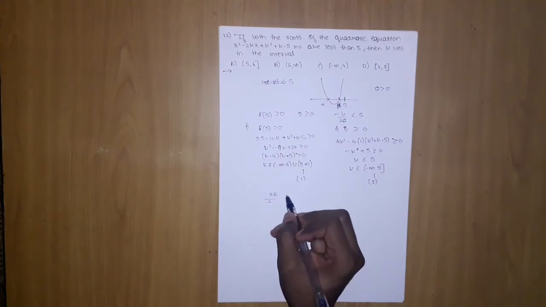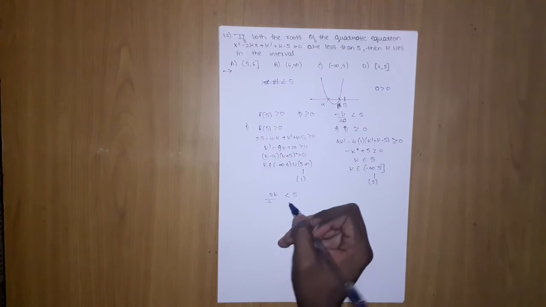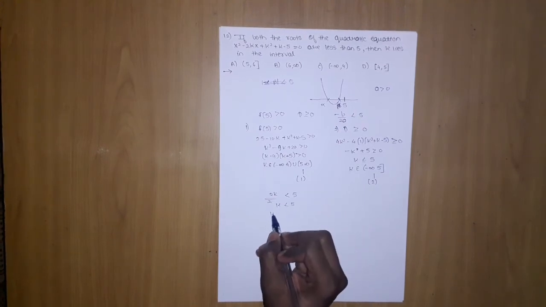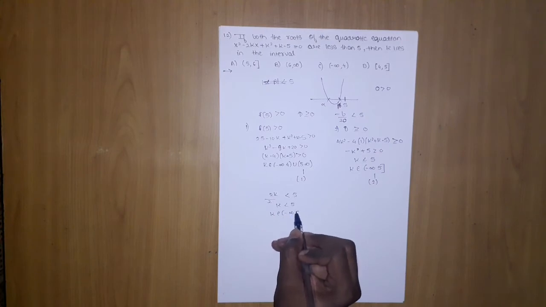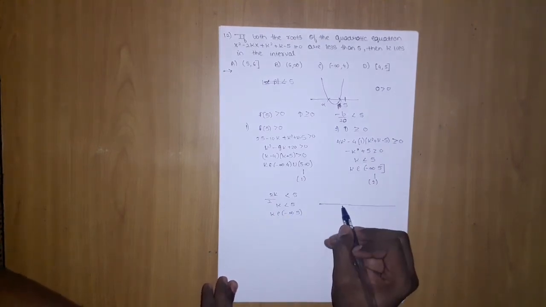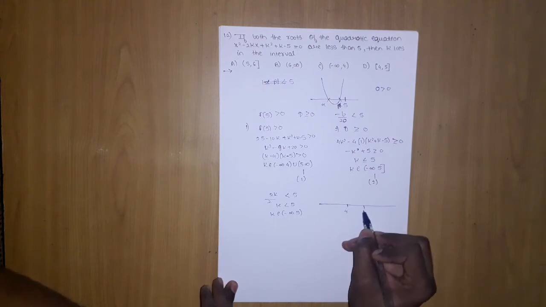Now let's move on to the third, which says minus b upon 2a, that is 2k upon 2 into a, which is 1, should be less than 5. So 2 will cancel out, k should be less than 5. What it means, k belongs to minus infinity to 5. Let me plot these points, which is 4 and 5.